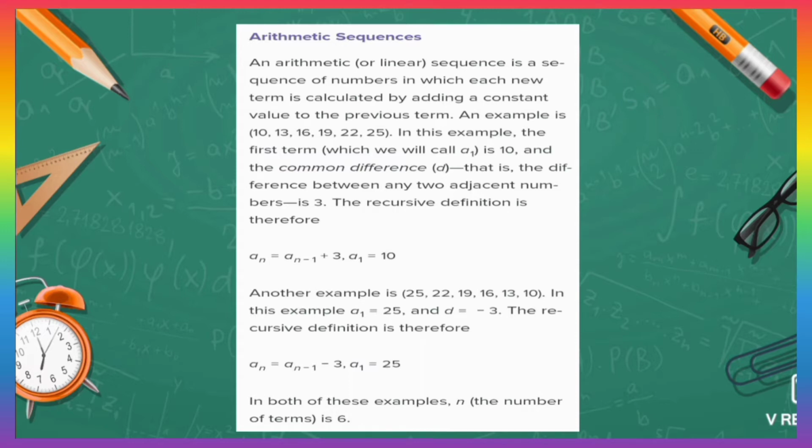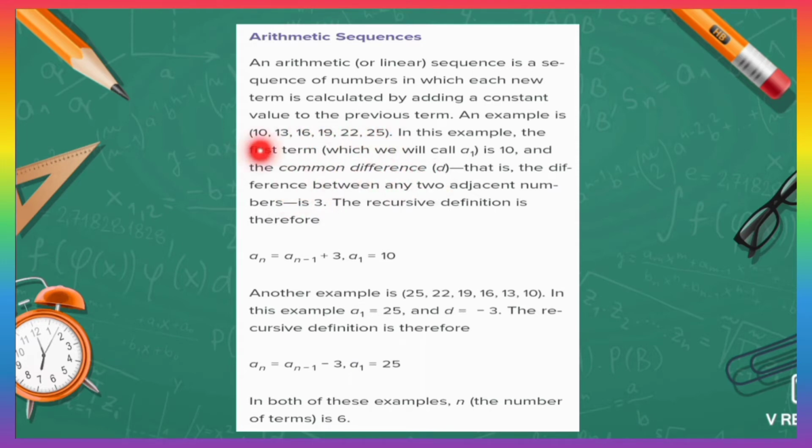sa first term papunta sa second term para maging value ng second term, yun yung common difference niya. So, para mas malaman natin, that is the difference between any two adjacent number is 3. Yung 3 ang common difference ng sequence na ito.